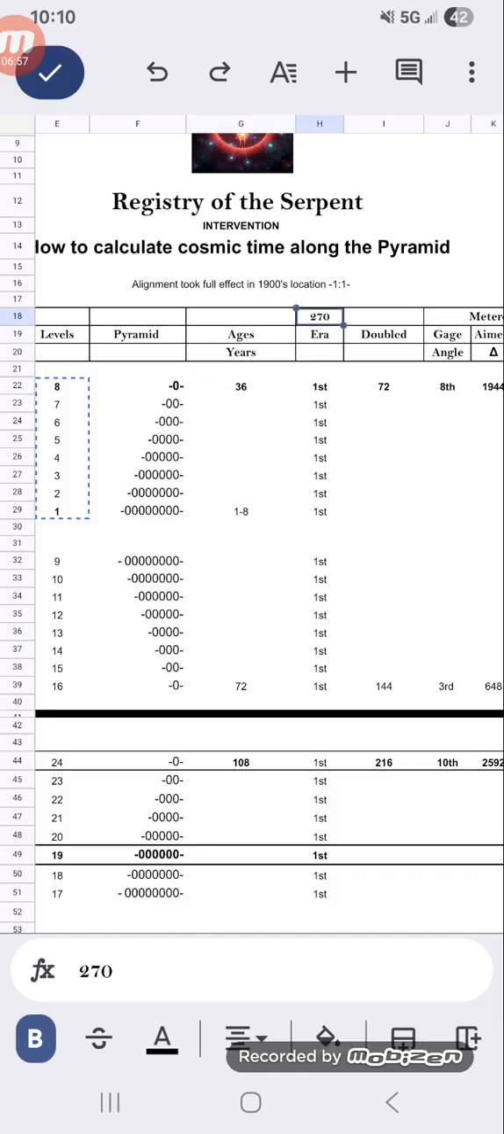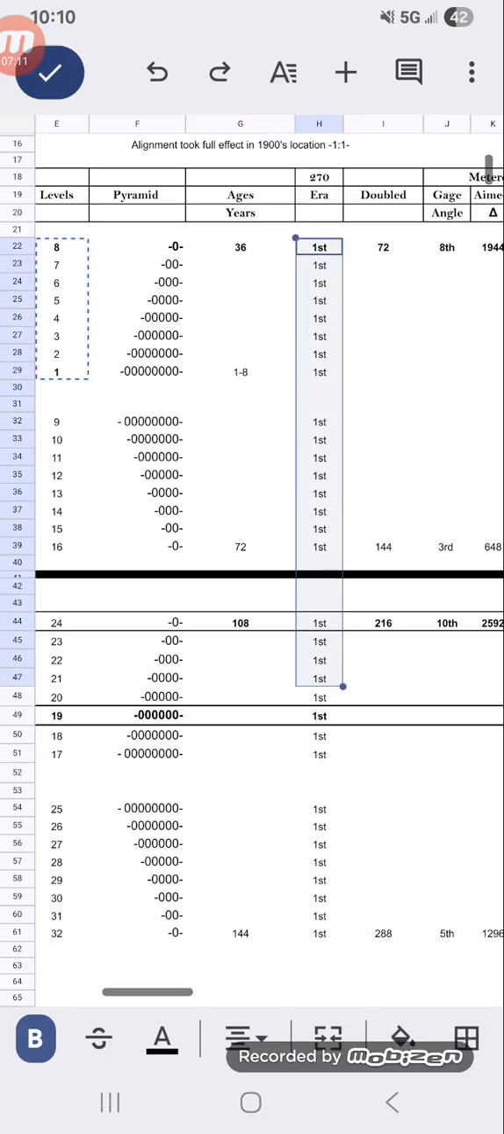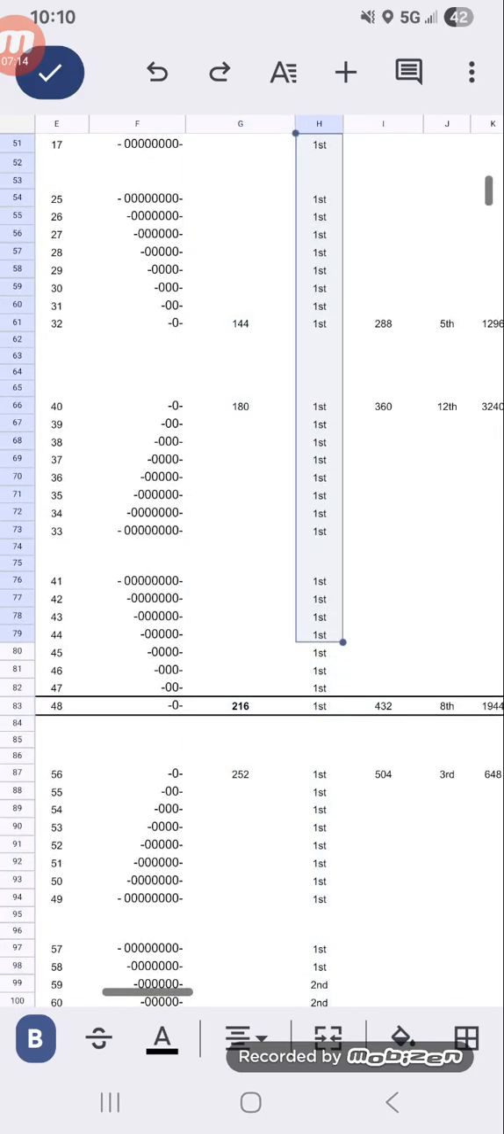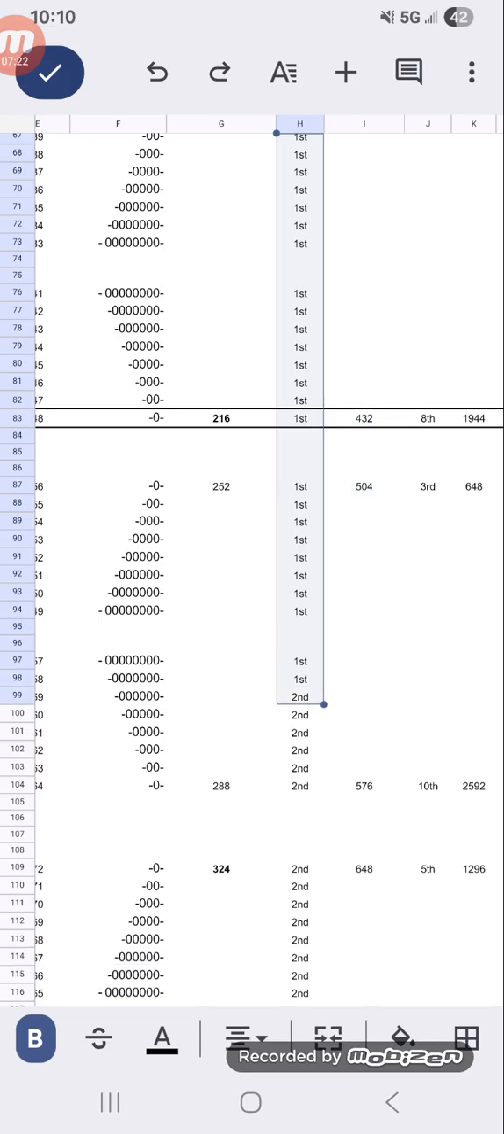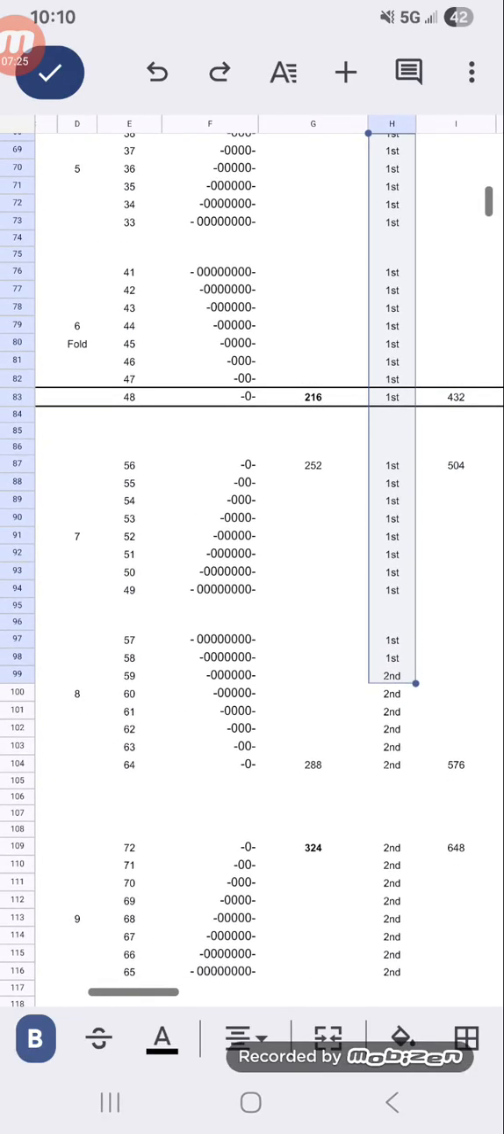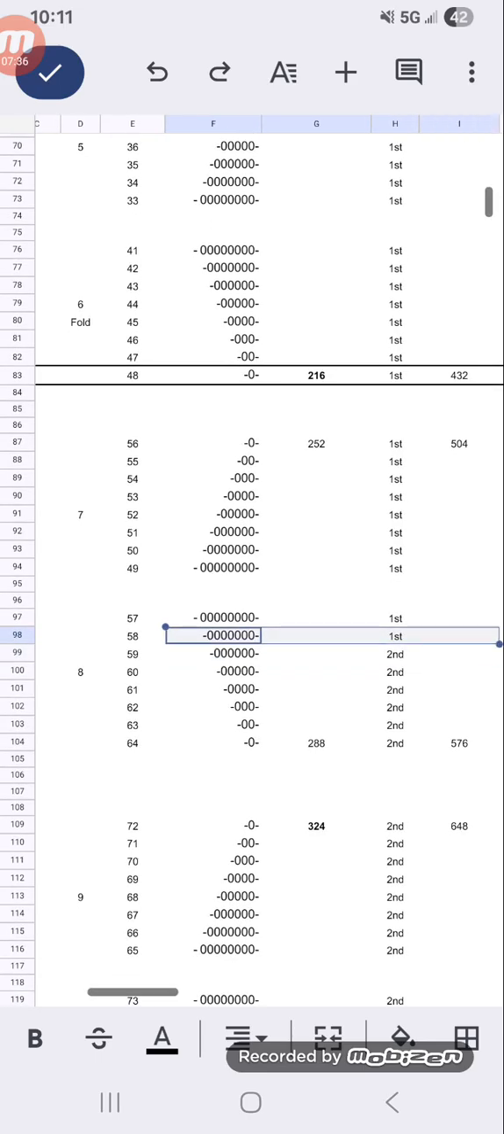So era 270: 270 years for each era, meaning from year number 1 all the way up until about 270 years later. So about right up in here, about at 270 years later, that will be what the era will be, right here. 270 years later.